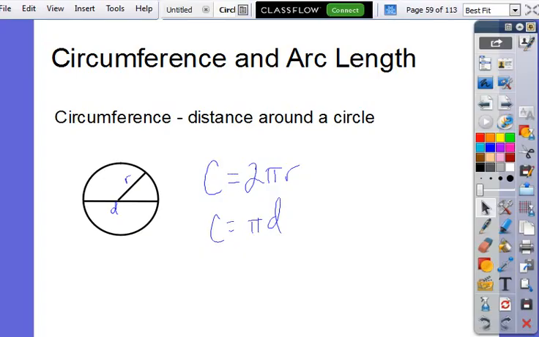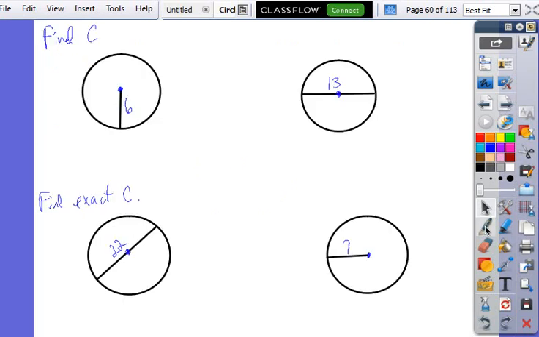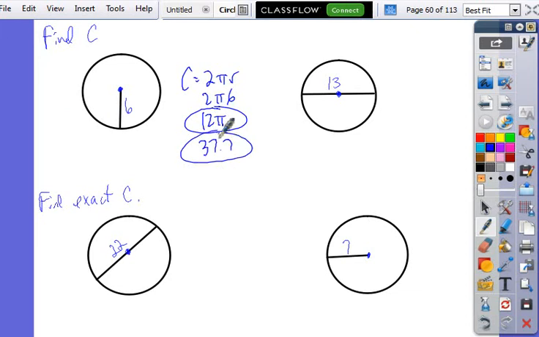All right, for circumference, you got the two formulas, 2 pi r and pi times d. If it gives you the radius, just plug that in. The exact would be 12 pi. I think it's 37.7 if you do the decimal version.